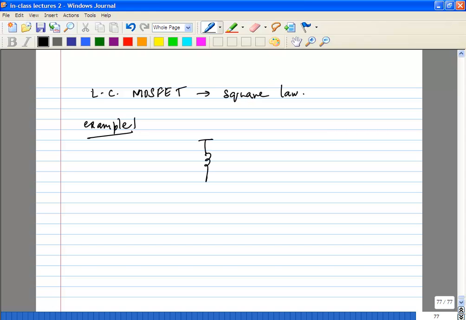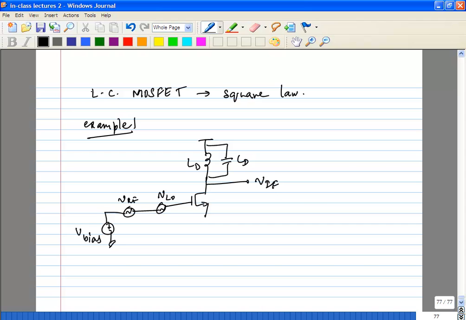Let's construct a simple circuit. Let's say this is your drain load, and let's assume IF is high enough that you can do tuning at the output. So you have V bias, VRF and VLO. If you input something like this, you can add RF and LO through some kind of resistor network or reactive network.